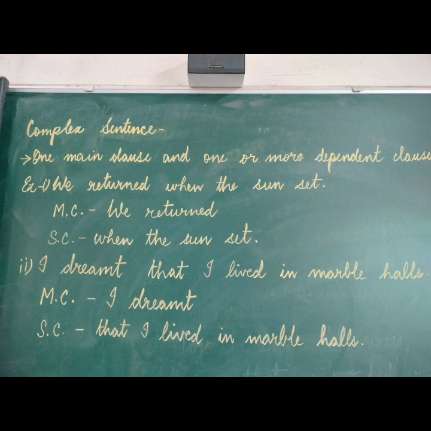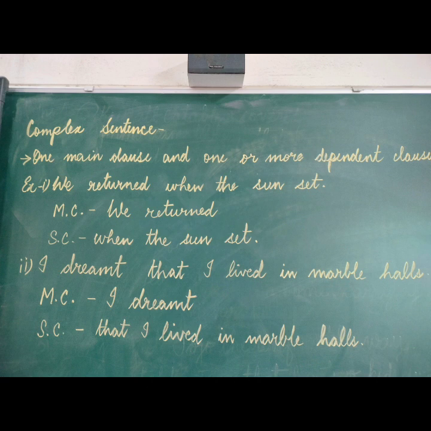Okay? Example: we returned when the sun set. अब इसमें main clause क्या है? इसमें main clause है we returned. And what is the subordinate clause or the dependent clause? When the sun set. अब we returned can exist independently in a sentence. ठीक है, अगर मैं कहती हूँ we returned, so that is a complete sentence, it gives complete meaning. But if I say when the sun set, it does not give complete meaning. So इसलिए ये dependent clause है. ठीक है, so we returned is the main clause, when the sun set is the dependent clause. Okay, so when these two are joined together, we returned when the sun set, it forms a complex sentence.